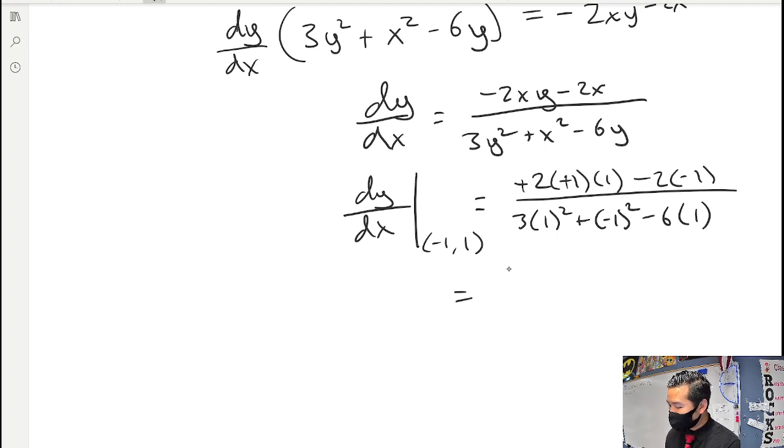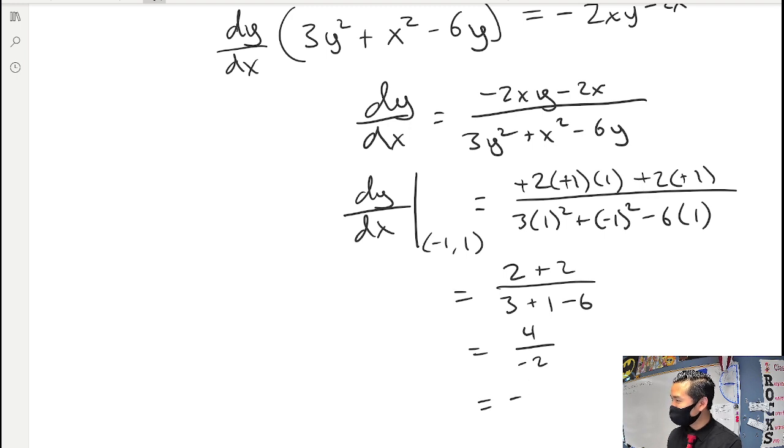So we get 2 plus 2 right there in the top, is that right? In the bottom I have 3 plus 1 minus 6. Does that look right? 4 over negative 2. So, negative what? Negative 2 over 1 or just negative 2?